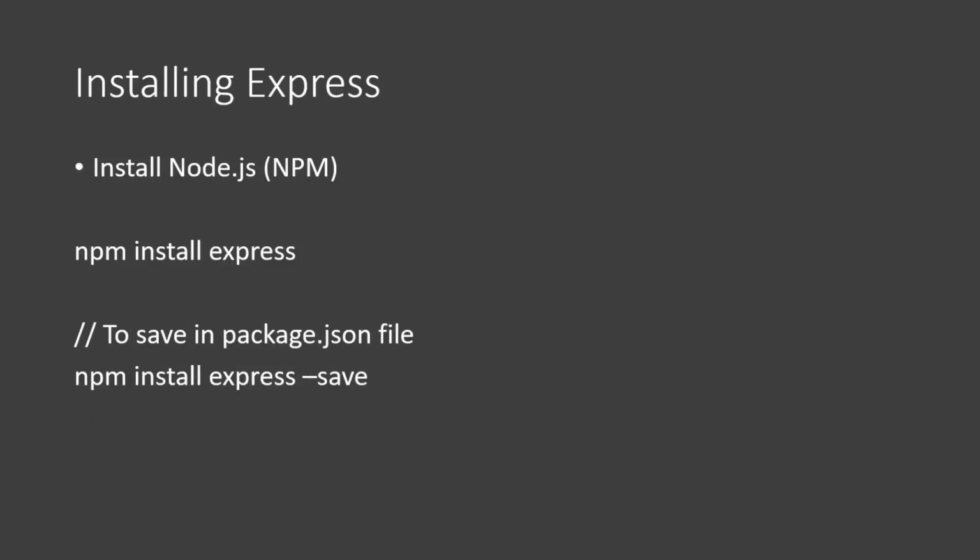So installing Express is really easy. Obviously, you need Node.js, which comes with NPM, which is Node Package Modules. And we can just install it with NPM install Express. Okay, and that will put it in the Node Modules folder. Now, if you want to save it in your package.json manifest file, you just want to add --save to the end.